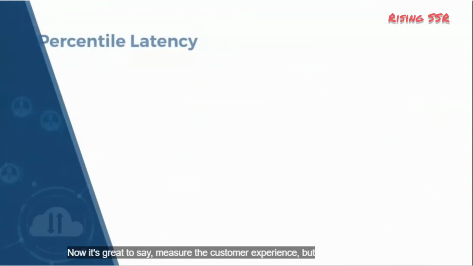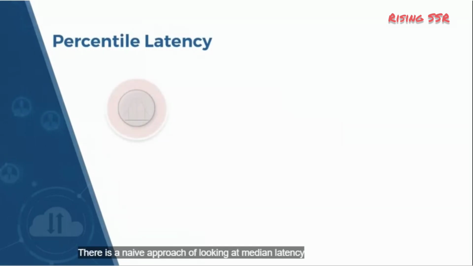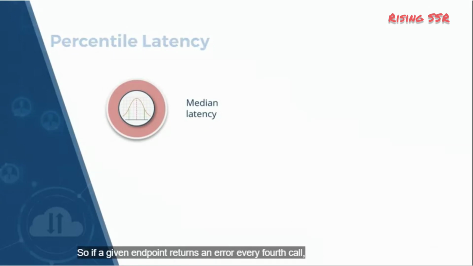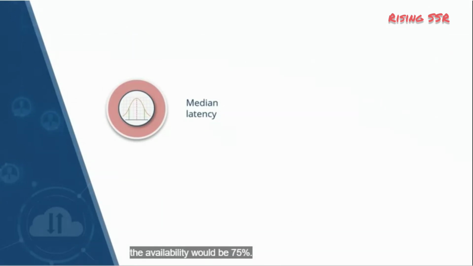Now, it's great to say measure the customer experience, but how do you do that? There is a naive approach of looking at median latency as an availability percentage. This is simply the average percentage of times a response is valid, as opposed to returning an error. So if a given endpoint returns an error every fourth call, the availability would be 75%.